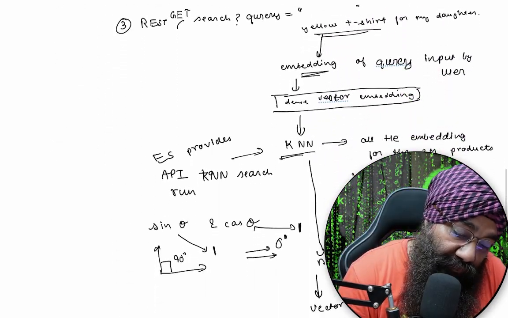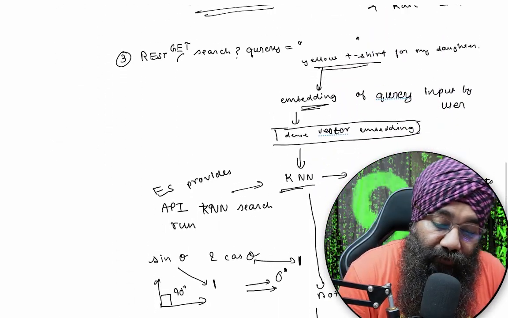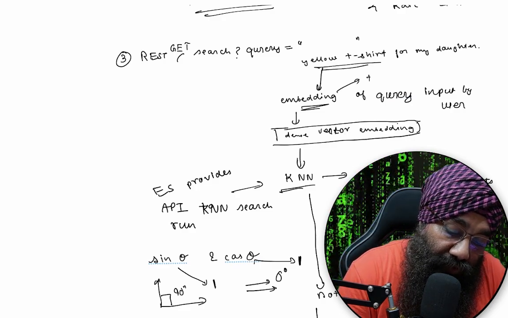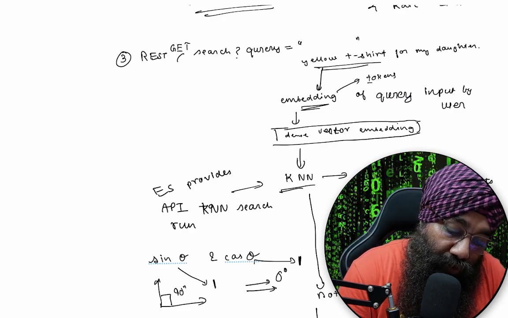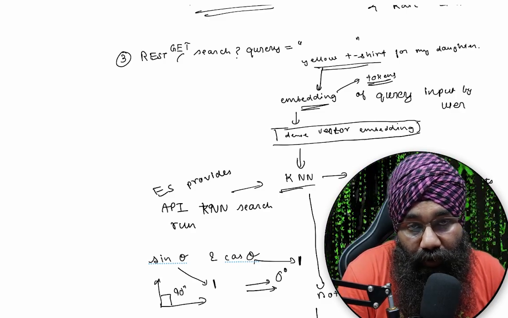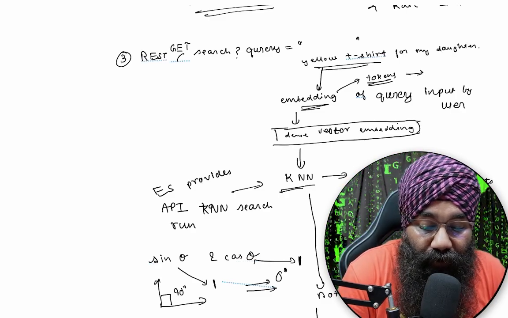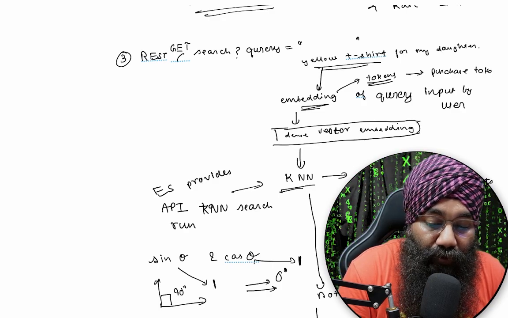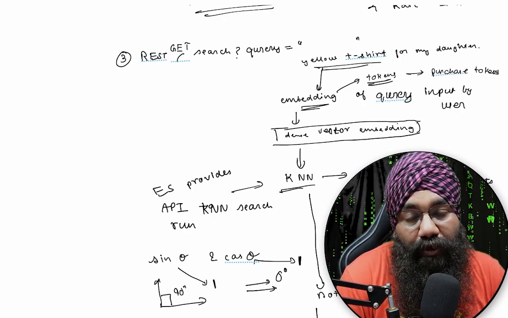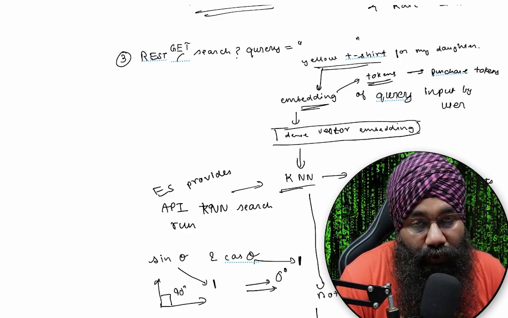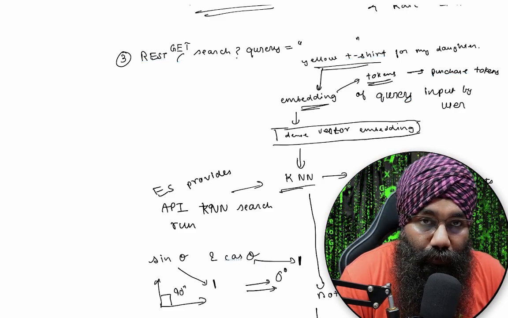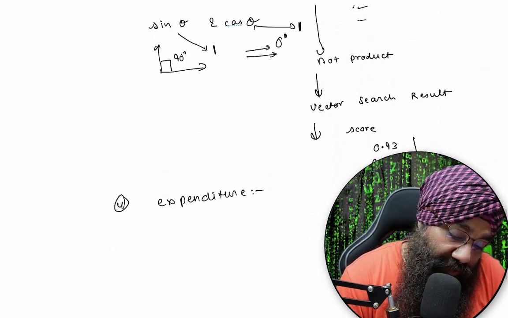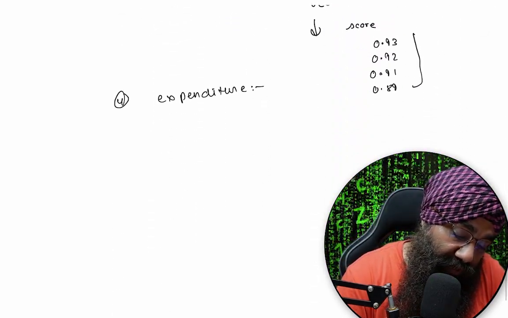Similarly, for the search query also, when you are generating embeddings, it will also consume tokens. So you need to make sure that tokens are present in your account, otherwise your request will fail. So you have to take the tokens into consideration as well. This is the expenditure aspect of running an AI based search. So you have to take care of the expenditure as well.